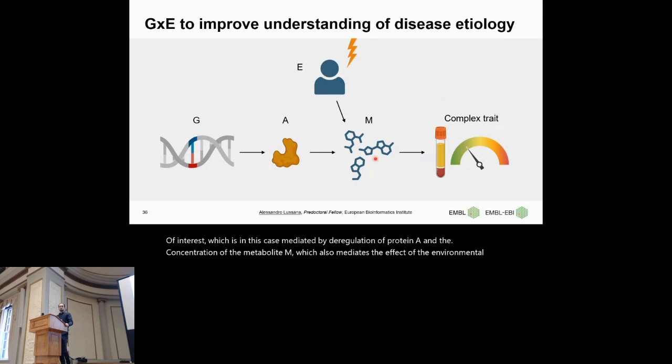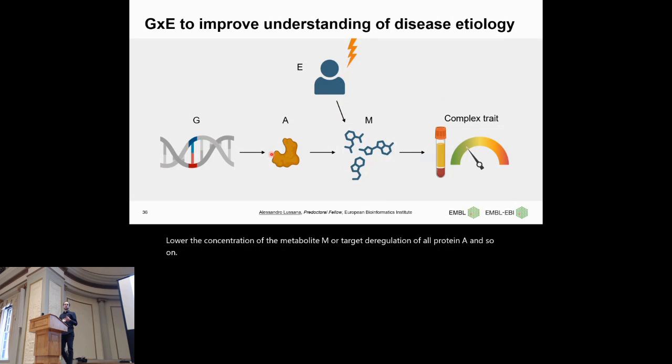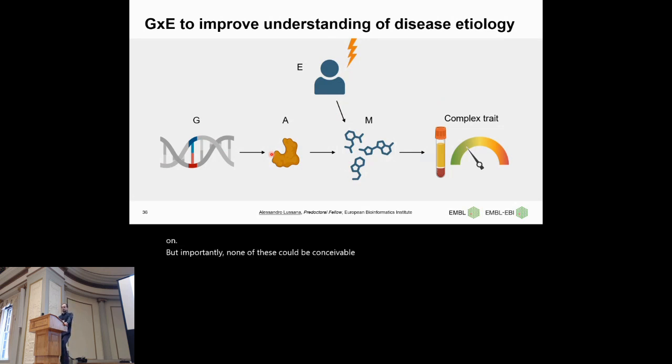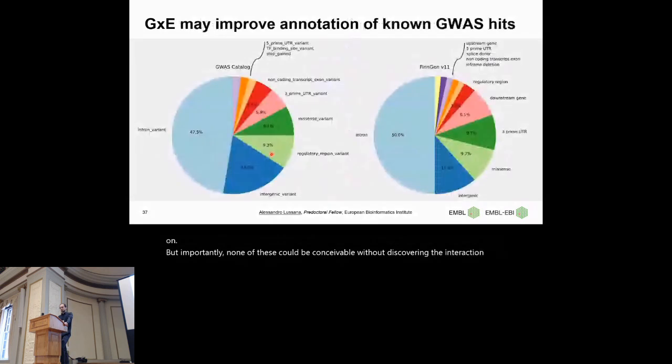And this can be mechanistically pretty powerful because it gives us actionable insights. For example, we can then recommend to people that carry the genetic variant G to avoid the exposure to E. Or we can design drugs that lower the concentration of the metabolite M, or target the regulation of protein A, and so on. But importantly, none of these would be conceivable without discovering the interaction effect between gene and environment.